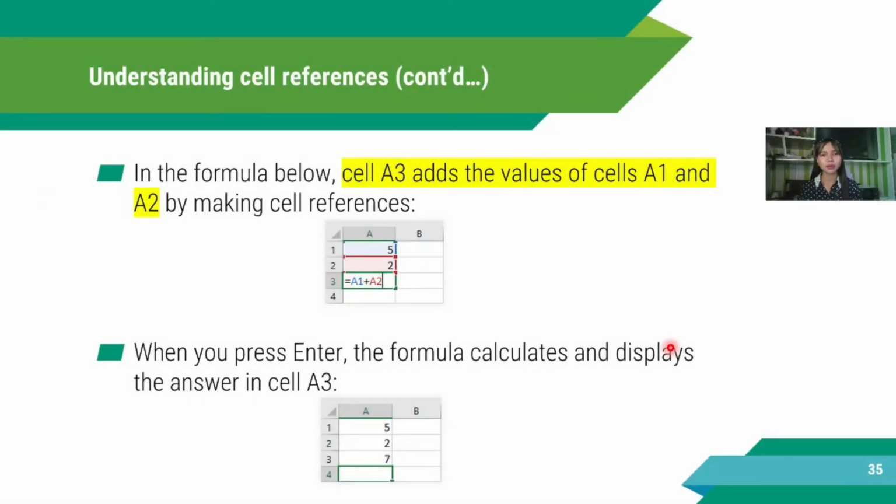Again, this is known as making a cell reference. So in the formula below, kanina picture class, cell A3 adds the values of cells A1 and A2 by making cell references. Okay? So, equal sign A1 plus A2. Wala niya gibutang na 5 plus 2, it is A1 plus A2. That is an example of cell referencing. So when you press enter, the formula calculates and displays the answer in cell A3. So, diretso na 7. 5 plus 2, 7.